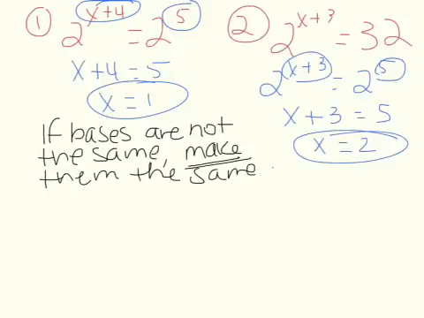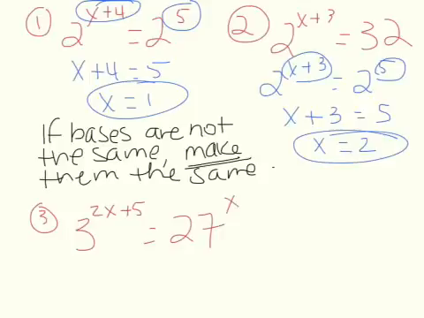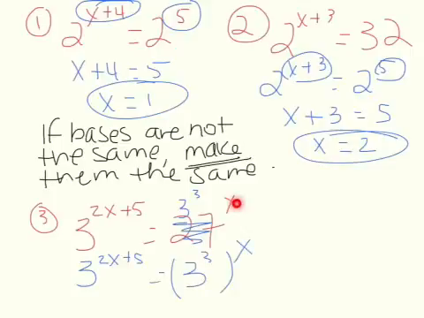So if we look at this other example, and we'll take it a step further. If I have 3 to the power of 2x plus 5 equals 27 to the power of x. And my bases aren't the same, so let's make them the same. 27 is 3 cubed. So what I'm going to do is change 27 to 3 cubed. So I'll rewrite it here. So I have 3 to the 2x plus 5 equals 3 cubed, but remember it's still to the power of x because there was that x there. All I did was change the 27 into 3 cubed.